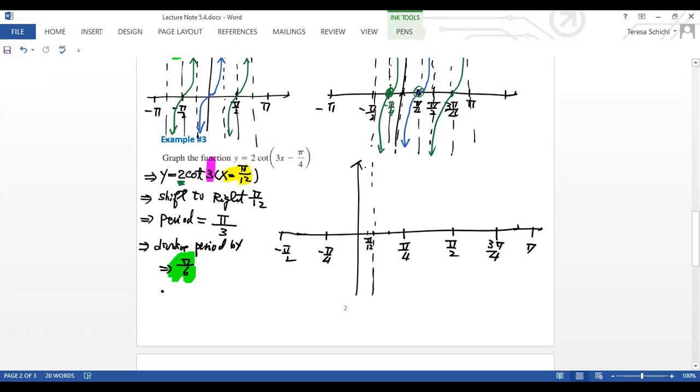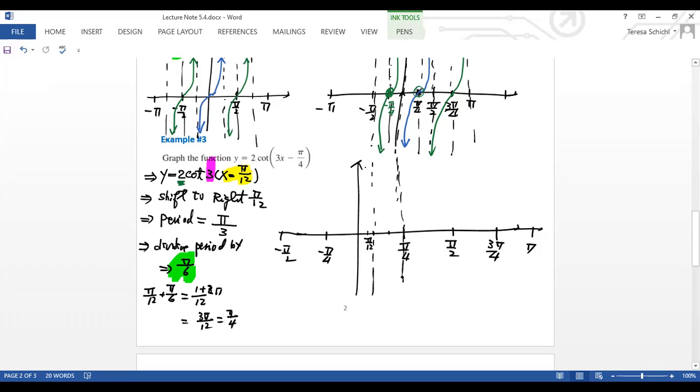So where is the asymptote? The asymptote will be pi over 12 plus how much I shift to the right. So pi over 12 plus 2 pi over 12, so it's 3 pi over 12, which is pi over 4. Okay, that's good.